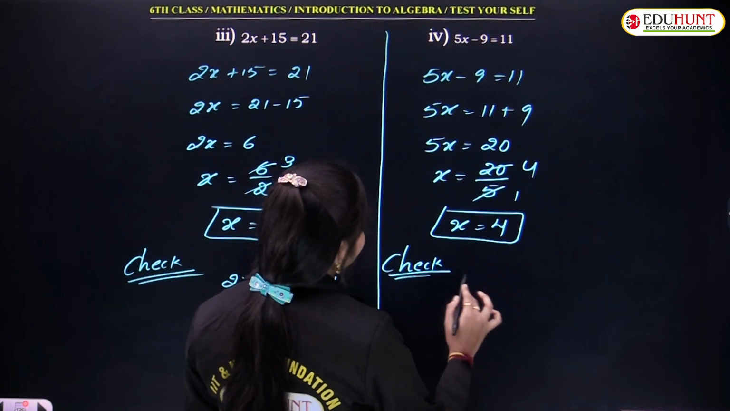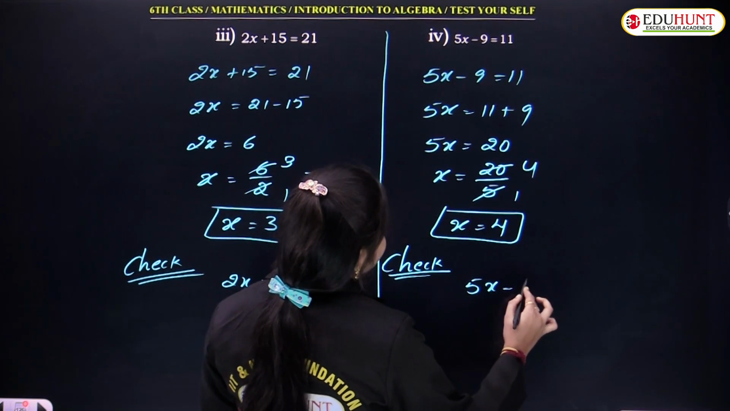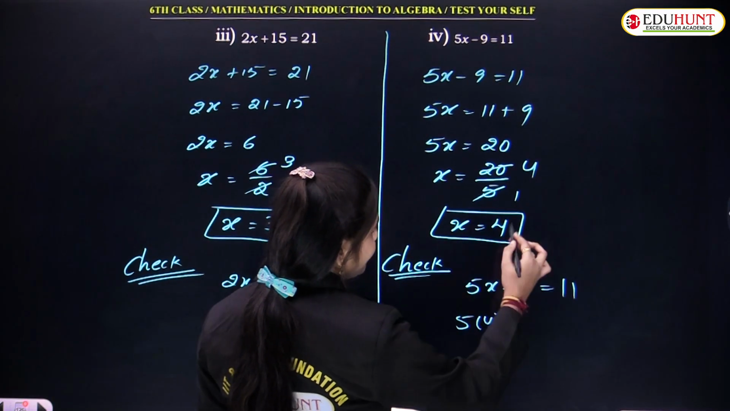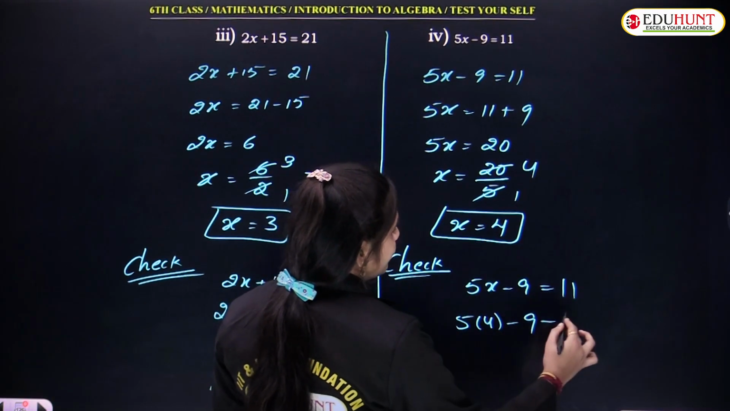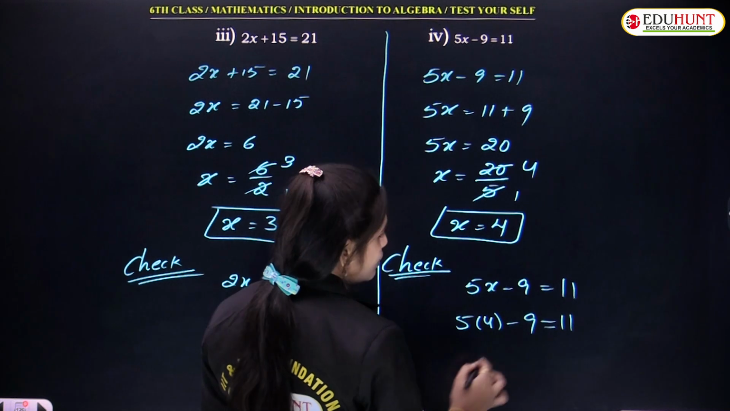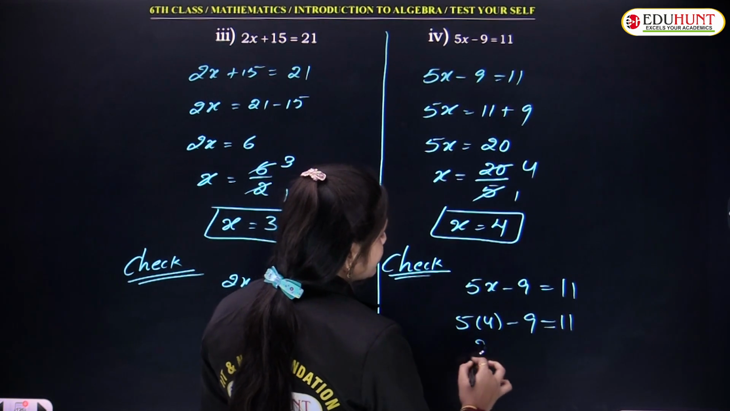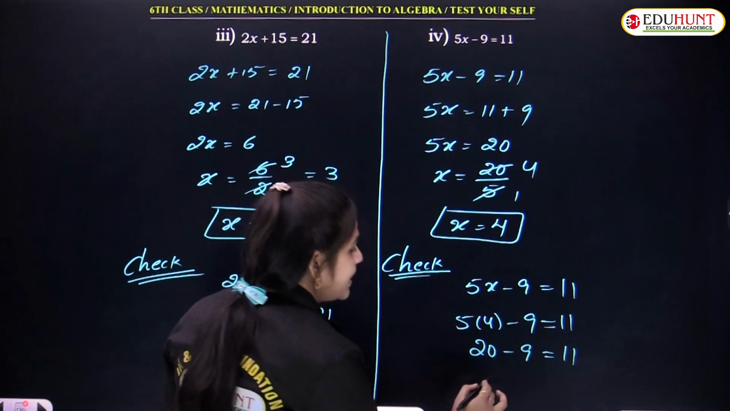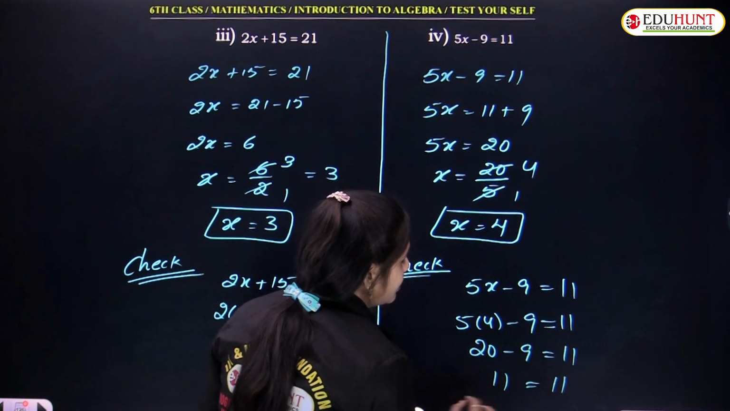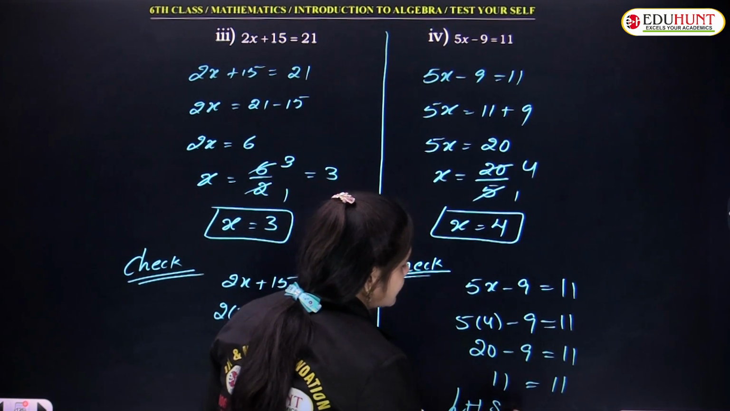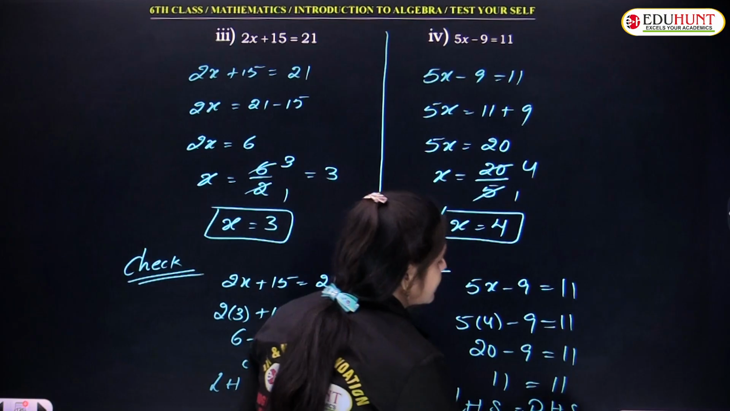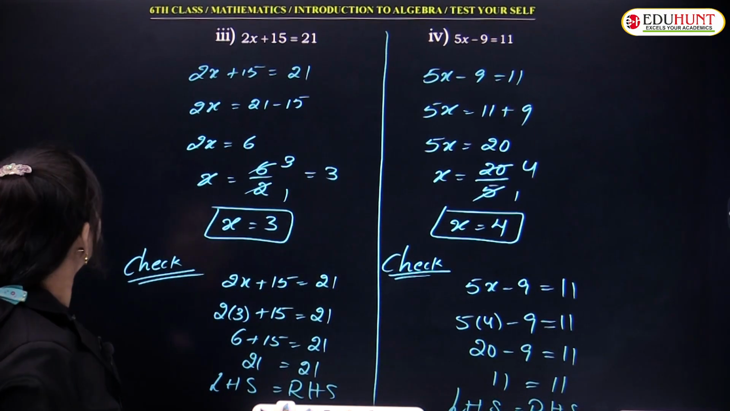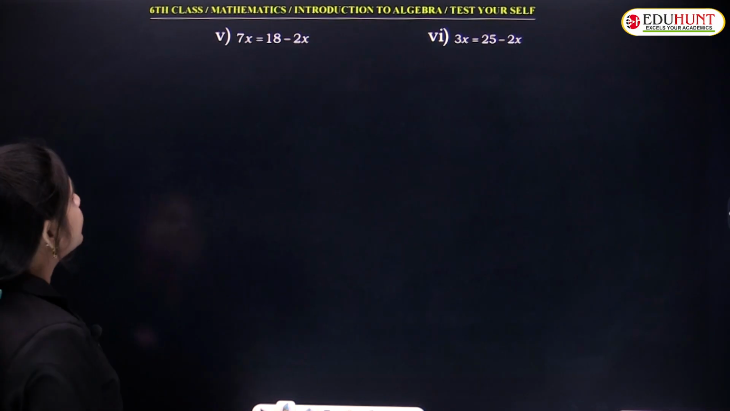Checking, see that here. 5x minus 9 is equal to 11. At the place of x we got 4, no? Which is equal to 11. 5 fours are 20, minus 9 is equal to 11. 20 minus 9, how much? 11 is equal to 11. Finally here LHS is equal to RHS. Understood? Next, fifth question, see that.